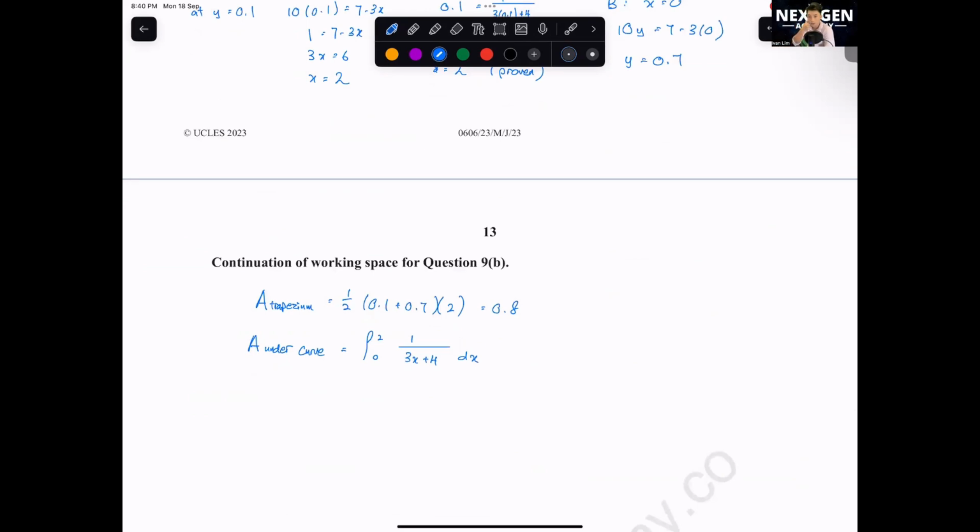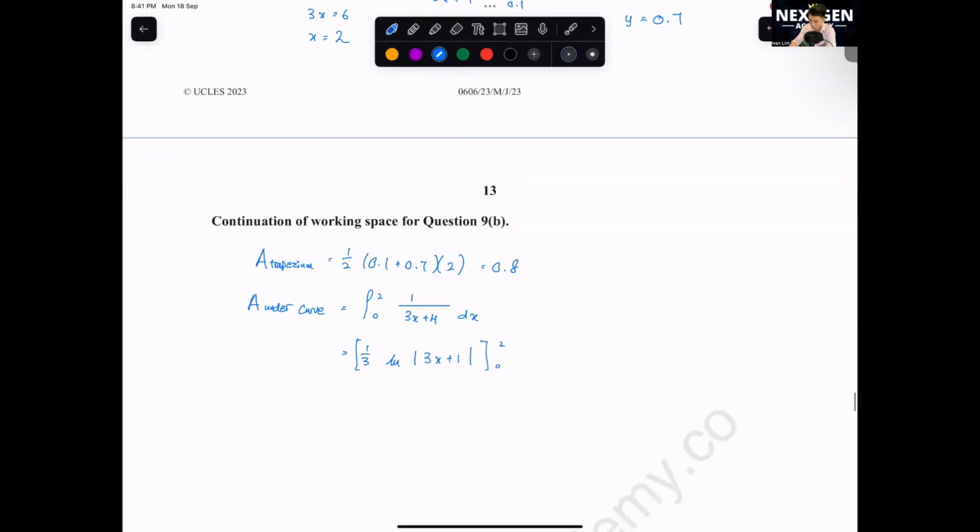Okay, so this one, you all have to identify the form. Whenever your bottom has x to the power of 1, that means your denominator is just x to the power of 1, we will need to use ln. Okay, so here will be 1 over 3 ln(3x plus 4), and from 0 to 2. Okay, so just remember this one, because I know you all always forget it.